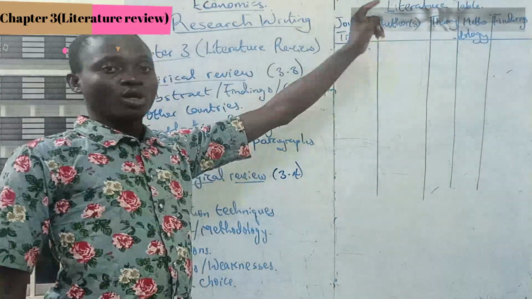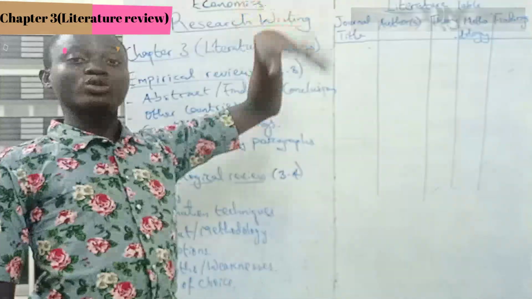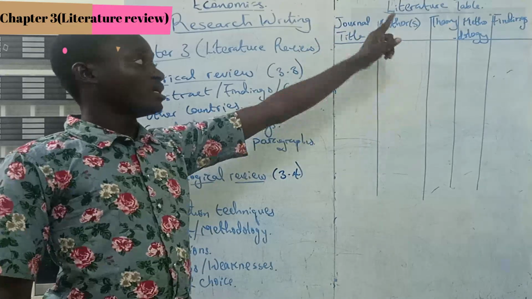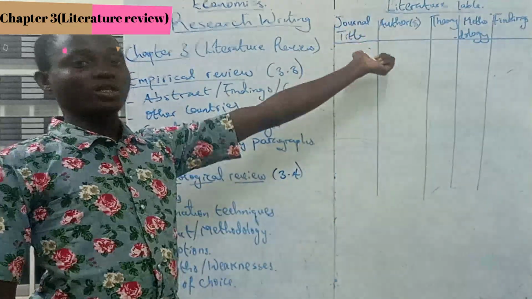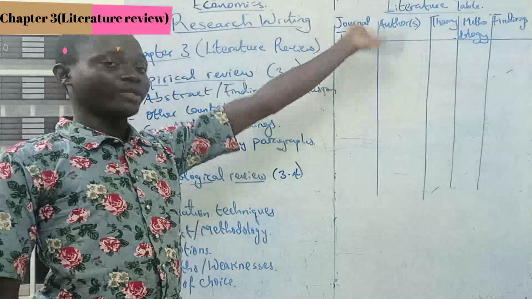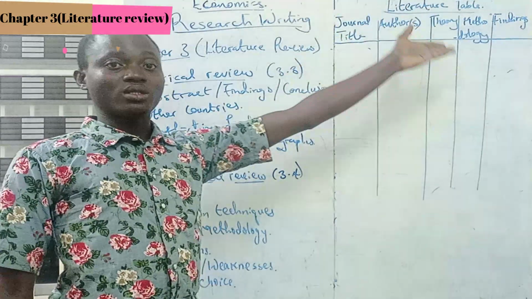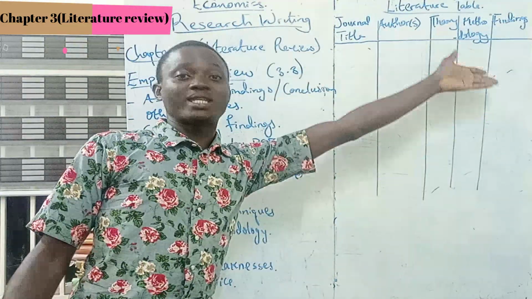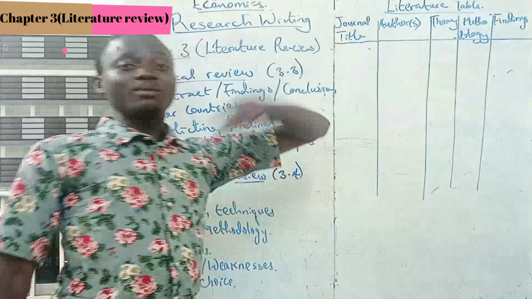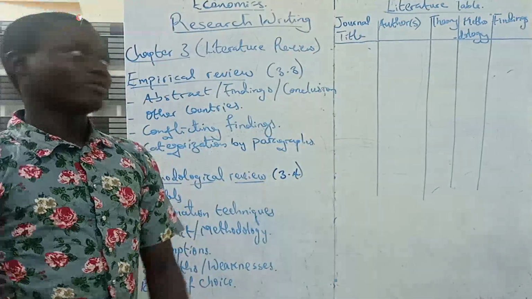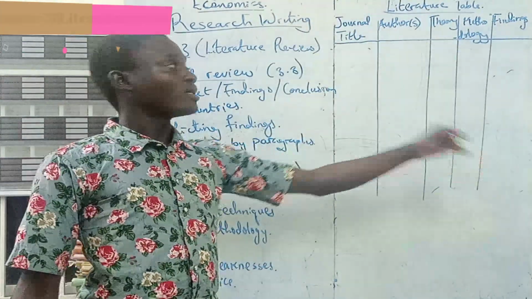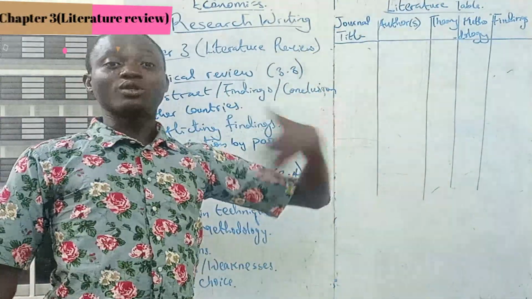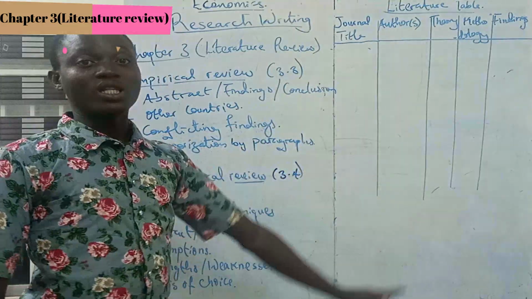Then author, who are the people? Chukudi et al., 2017. Theory: what theory did they use? Endogenous growth theory. What methodology did they use? This, that. What were their findings? I put them there. Now, let's say I also want to include policy recommendation. I can also create a column for that. So this is for the first journal, second journal, third journal. All of the journals that you are looking at, you can just put them on a literature table.